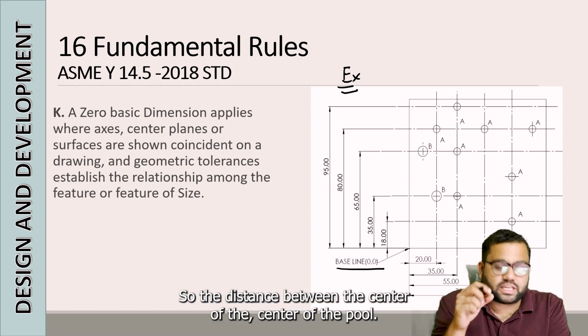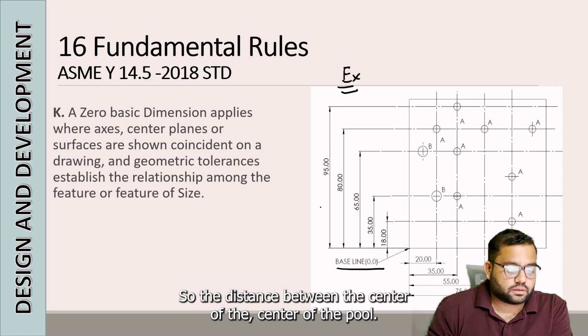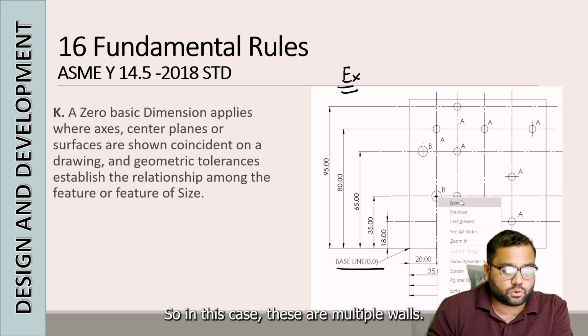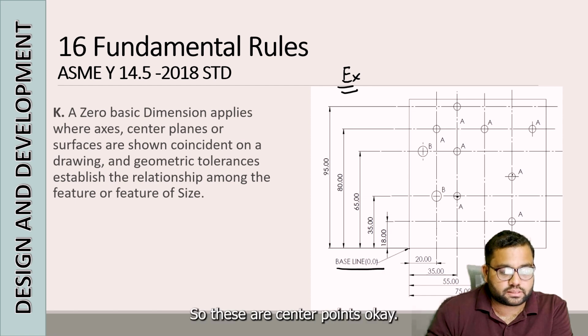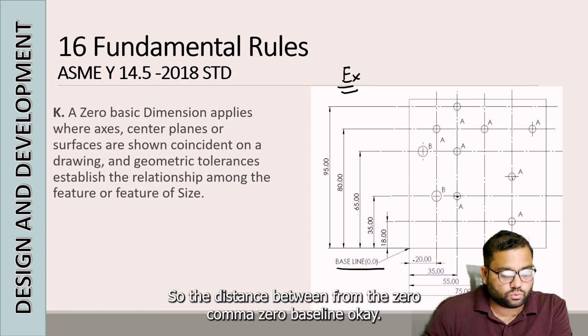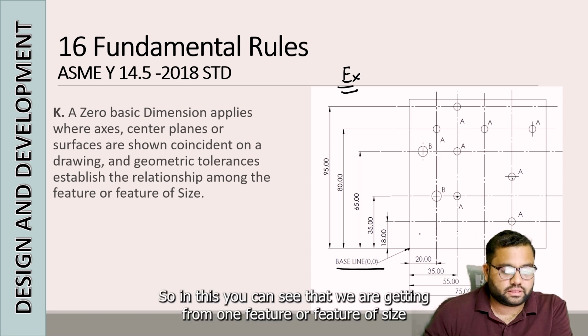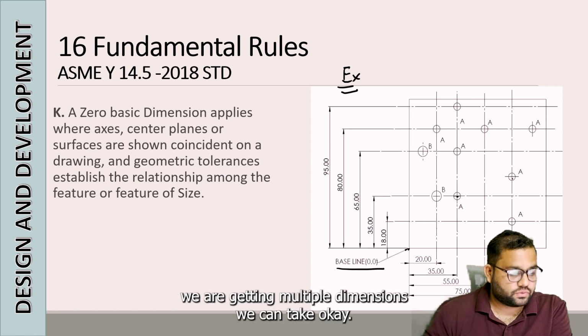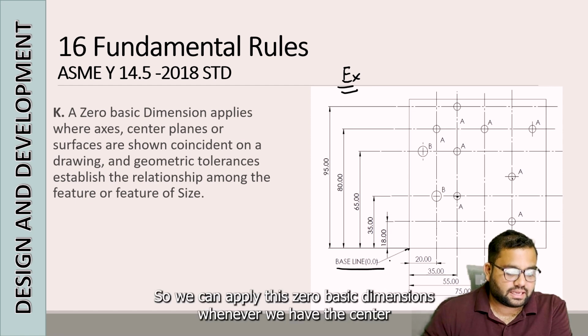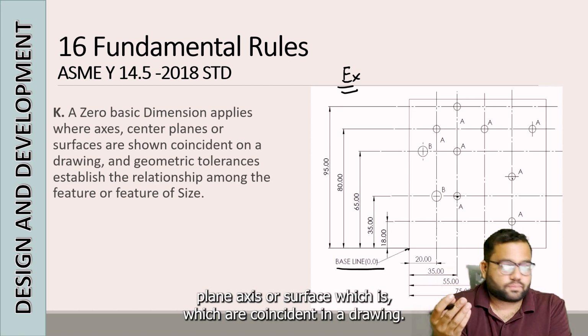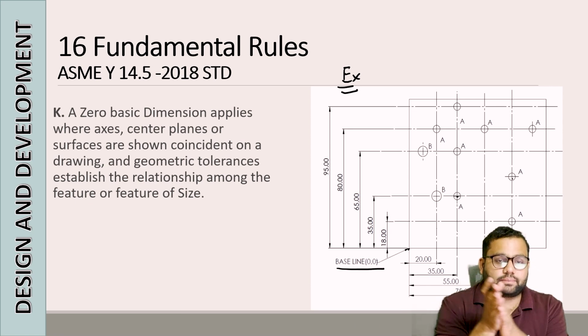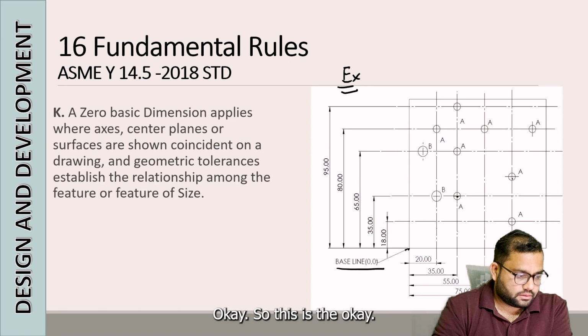So the distance between the centers of the holes. In this case, these are multiple holes, so these are hole center points. The distance is from the 0, 0 baseline. You can see that from one feature or feature of size, we can take multiple dimensions. So we can apply these zero basic dimensions whenever we have the center plane, axis or surface which are coincident in a drawing. So this is the rule.